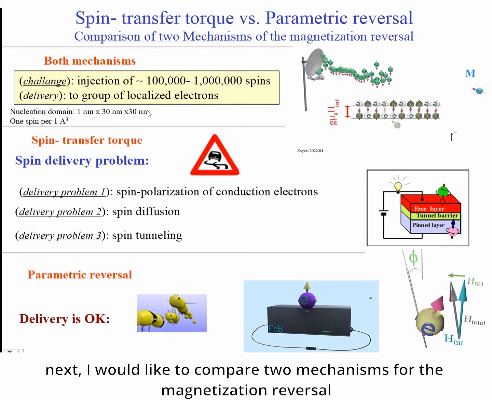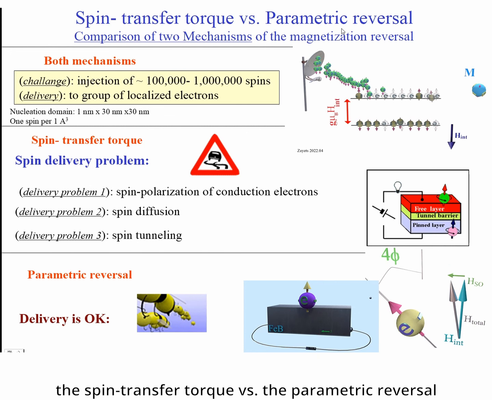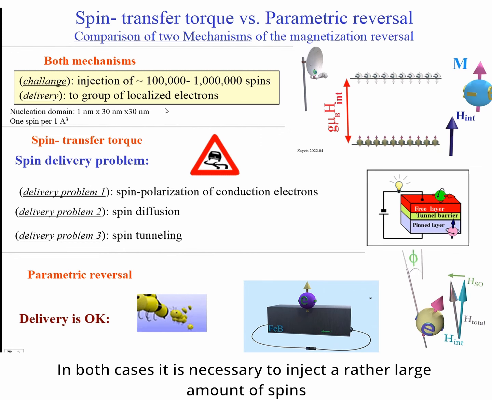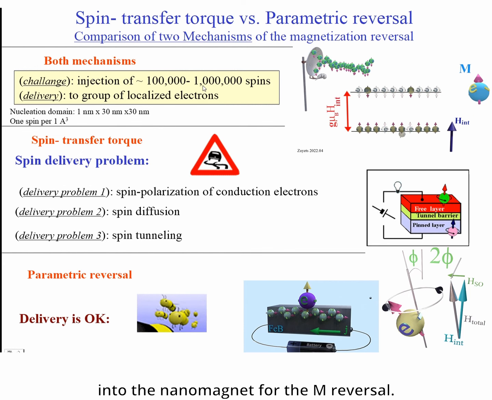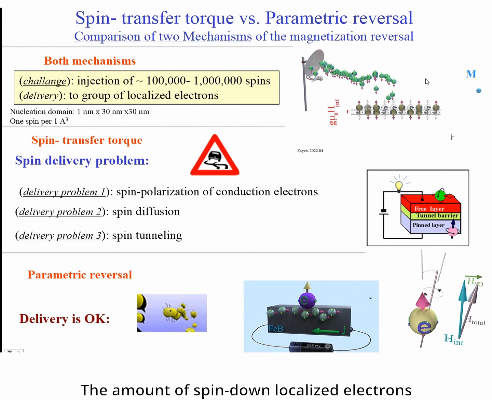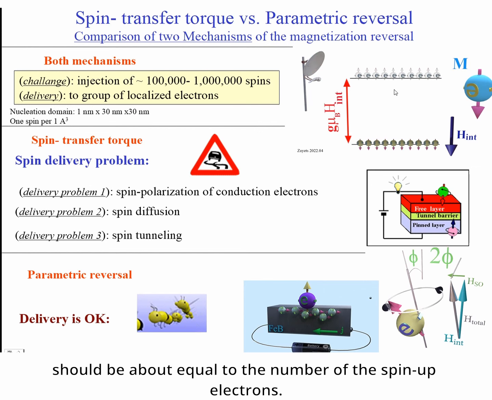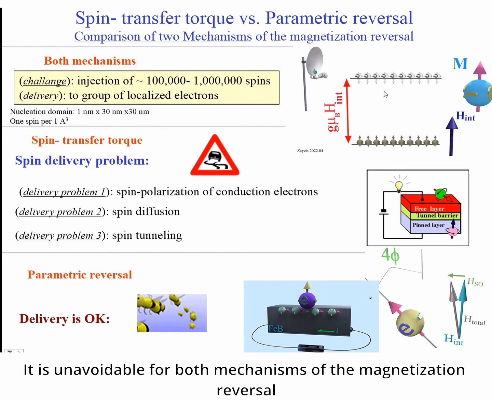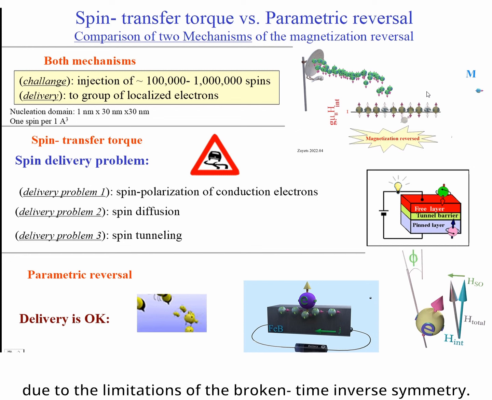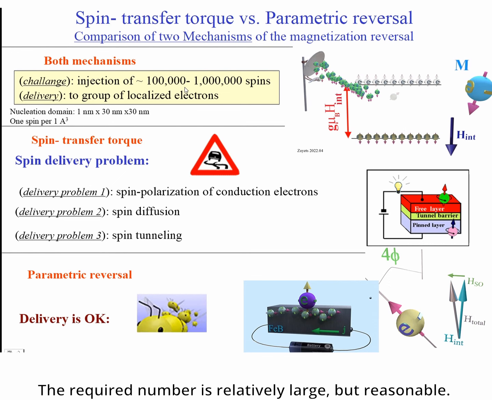Next, I would like to compare two mechanisms for magnetization reversal: the spin transfer torque versus the parametric reversal. In both cases, it's necessary to inject a rather large amount of spins into nanomagnet for magnetization reversal. The amount of spin-down localized electrons should be about equal to the number of spin-up electrons. It is unavoidable for both mechanisms of magnetization reversal due to the limitation of the broken time inverse symmetry. The required number is relatively large but reasonable.